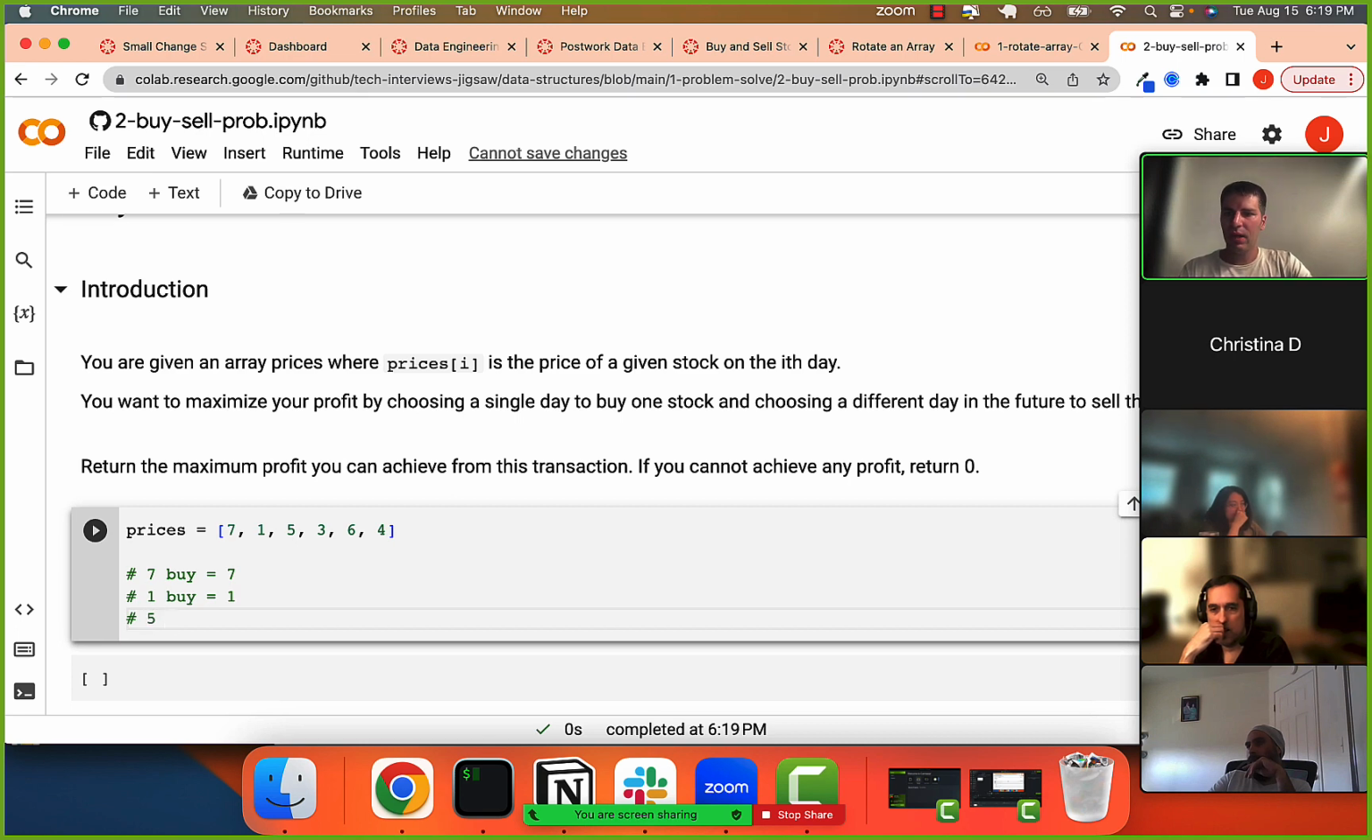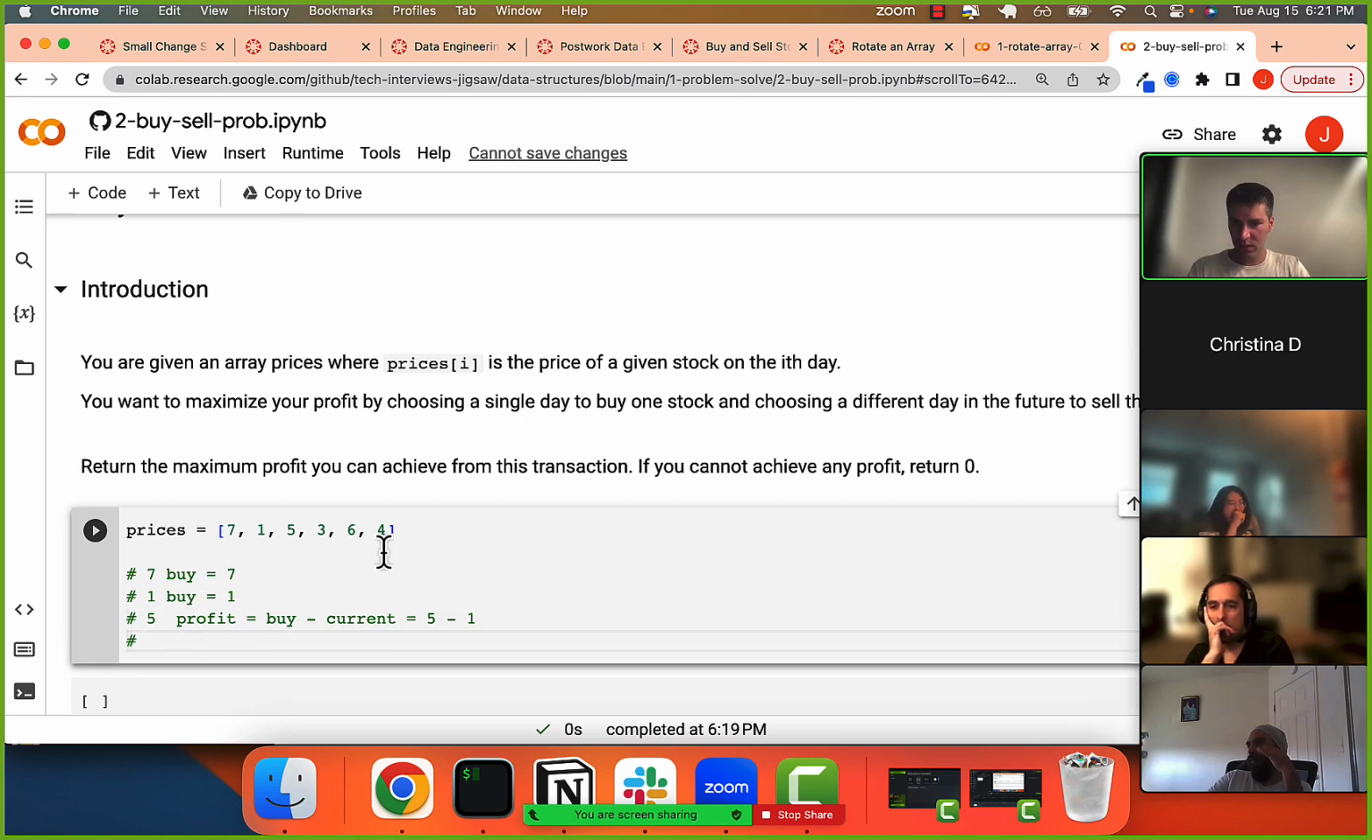5. And now this is kind of interesting. What I'm seeing is that I should sell 5, maybe, or sell at 5, and profit equals 5 minus 1. So buy, or in other words, buy minus 1. Okay. Let's go to the next one.